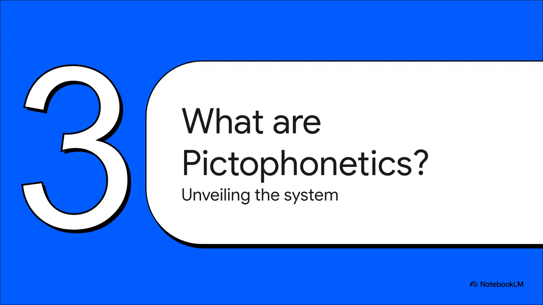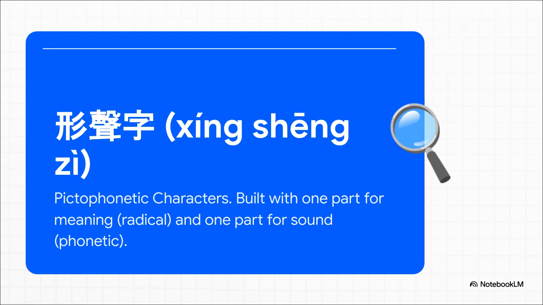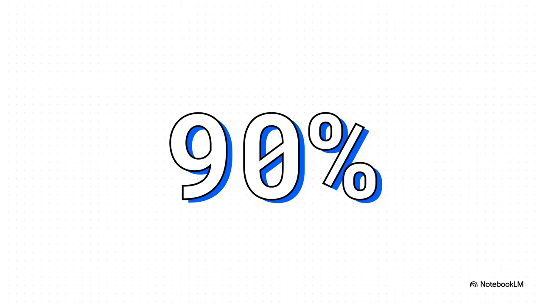Okay, so now that we've seen how this amazing system works, it's time for the big reveal. Let's actually give this thing its proper name. These characters that we've been breaking down, they're called xingshengzi. That basically translates to pictophonetic characters. And the definition is, well, it's exactly what we just figured out. They're characters built with one part for the meaning and another part for the sound. So you might be thinking, okay, that's a cool trick for a couple of characters, but how common is this really?